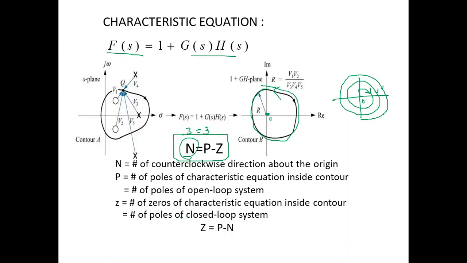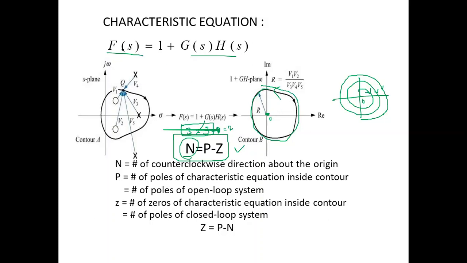If there are no open loop poles, then it is equal to 0. Since here 3 is equal to 3, this condition is satisfied, then we will say the system is stable. Suppose there is 1 and 0, then it is not matching. The condition failed. Therefore, the system is said to be unstable. So that way we can analyze the system stability using the Nyquist criteria.